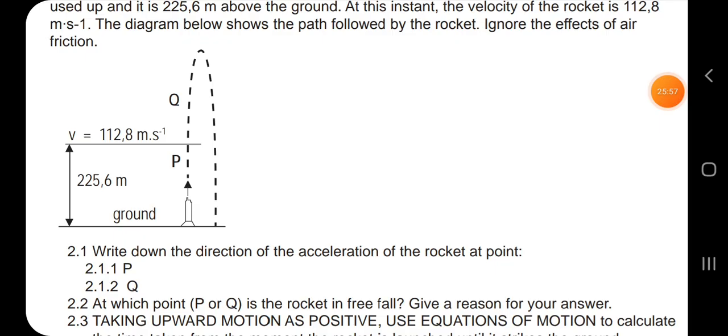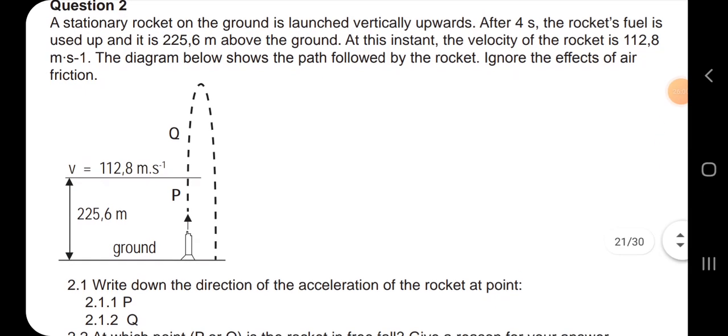Yeah, sorry, for P it's upwards. If we read this statement correctly, they said after the rocket's fuel is used up and it is 225 meters from the ground, so at Q this rocket is now a projectile. It means it can go down at any minute. It has run out of fuel, so the fuel that would keep it going high for as long as the person controlling it wants is gone, and it can now come down at any moment.